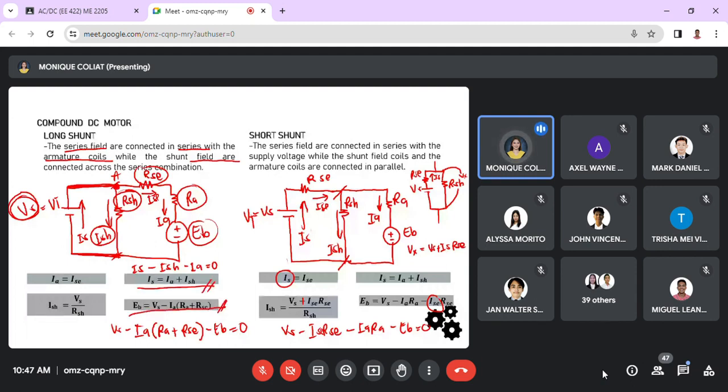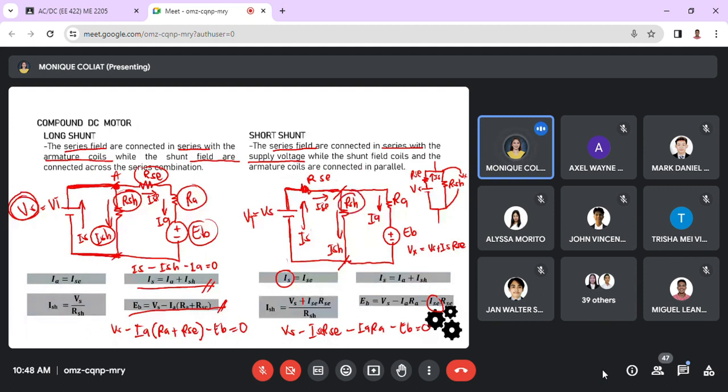Next is the short shunt. So, the series field is connected in series with the supply voltage. That means, this is our supply voltage, and here is the RS, because they are in series. And then the shunt field coils, or simply RSH, and the armature coils are in parallel. So, this is RSH, this is RA, they are in parallel.